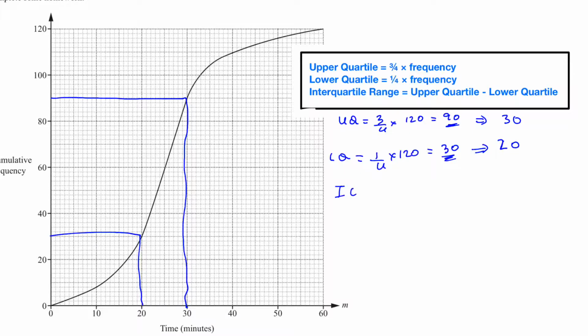To find the interquartile range, we do upper quartile minus lower quartile. So 30 minus 20 is 10.